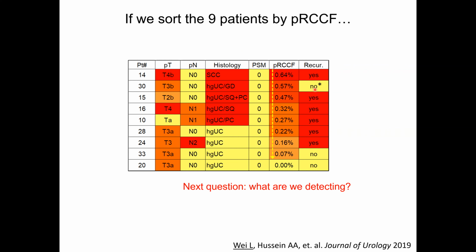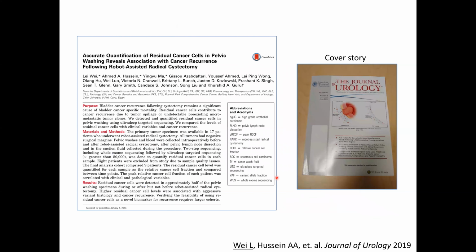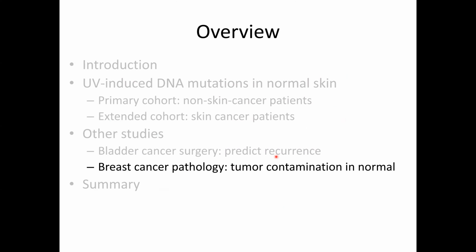So we now ask the question, what are we actually detecting here with the residual tumor cells? Initially, we were thinking about tumor spillage, but that cannot be explained by the association with histology. We now think a more reasonable explanation is that before the surgery, there were already some microscopic tumor clones in the surrounding regions. After surgery, they become detectable. That can explain why they are associated with the histology, which is an intrinsic property of the tumor. And we made the cover of the journal.